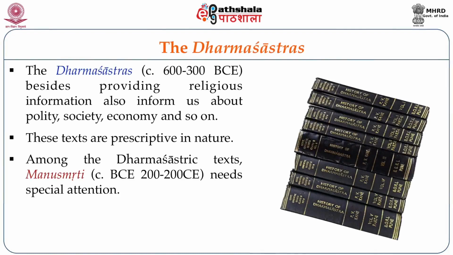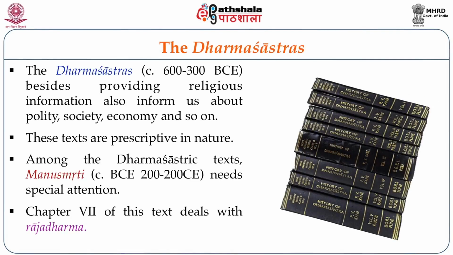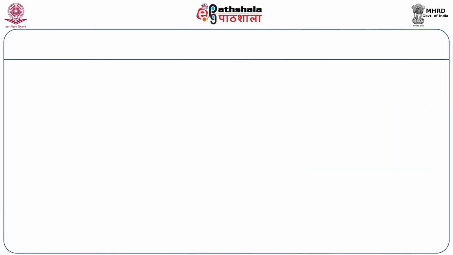Among the Dharma Shastric texts, Manusmriti has to be paid special attention, because chapter 7 of the Manusmriti talks about Raja Dharma, and Raja Dharma is discussed in many of the Smriti literature, where a king, how he should behave, what the protocols of the court are, these are all discussed, and from there we can understand.